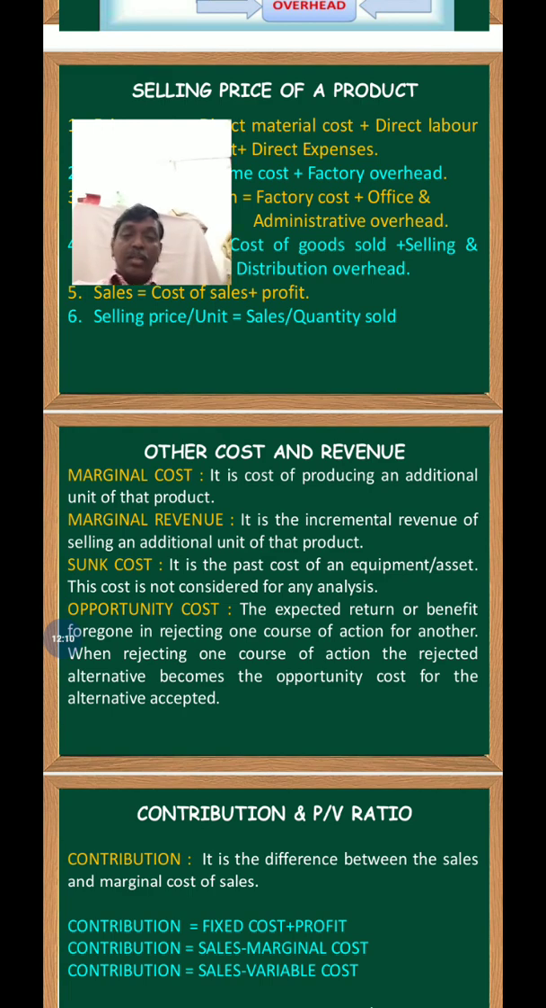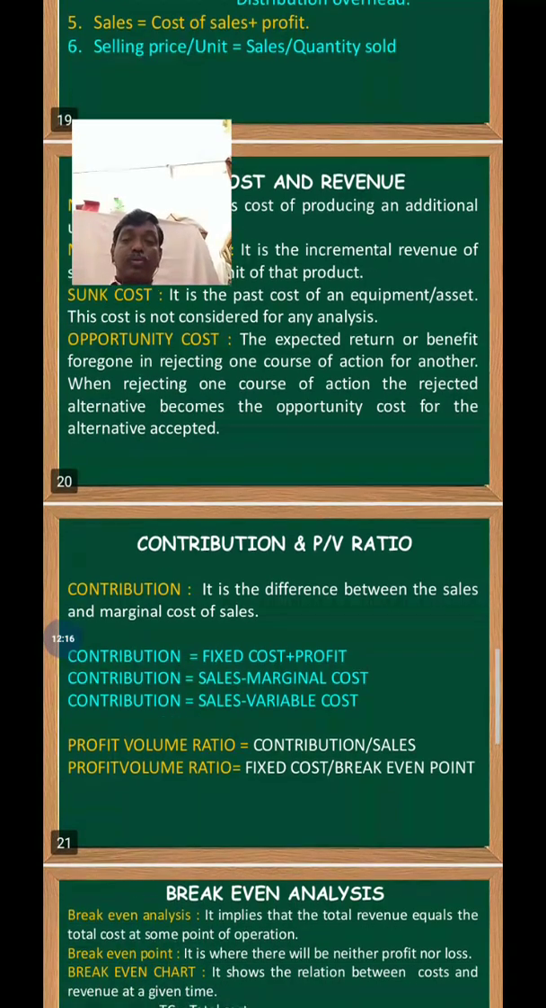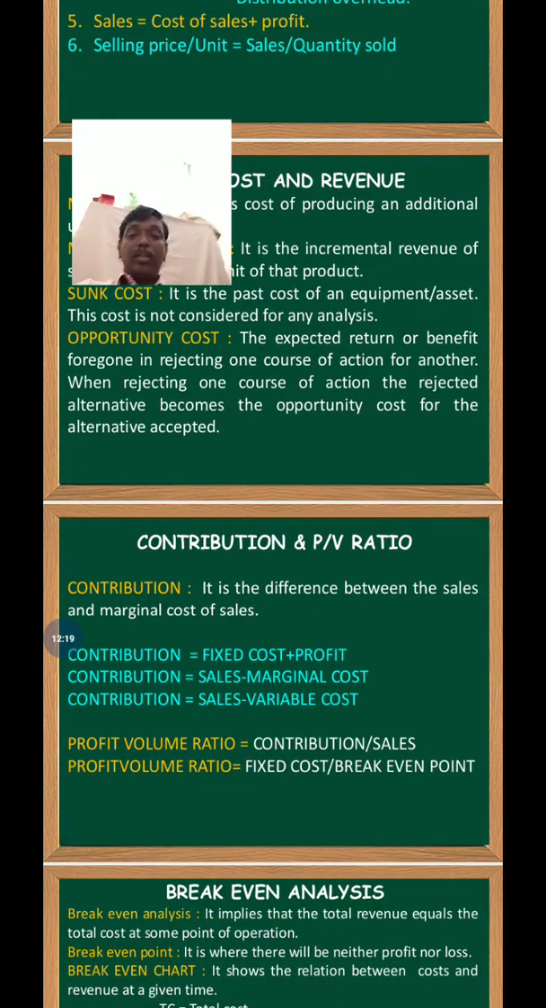And then contribution and profit volume ratio. What is meant by contribution? It is the difference between the sales and the marginal cost of the revenue. You make one product and fix the marginal cost of your product. You sell your products through your sales team. That is the sales, and the marginal cost of sales is already known. The difference between the sales and the marginal cost is contribution.